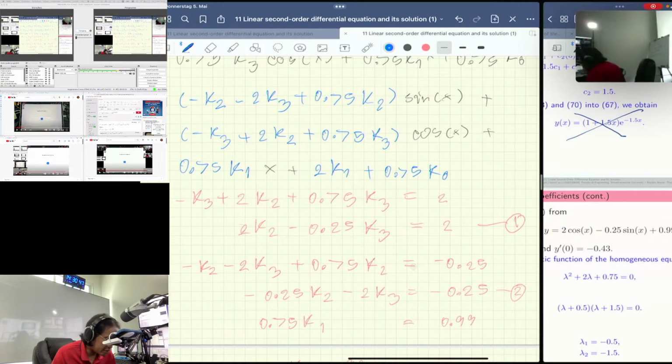But what method will be the best one? Should we use the determinant one, the Cramer's rule? Or what method is better?